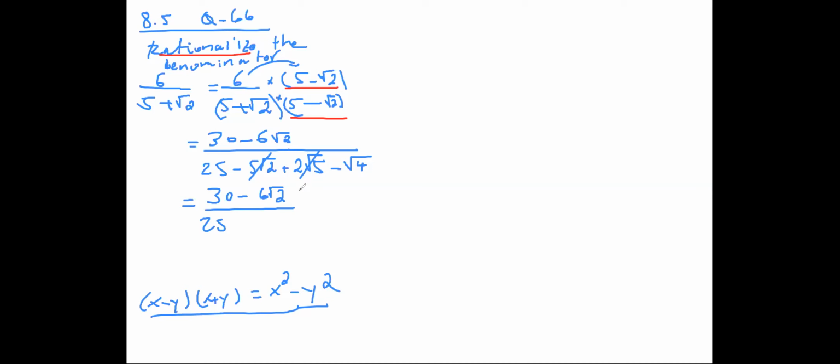Once these two cancel out, those are the only ones left with the radical. They're gone because they're opposite. Actually, there's a mistake here. This should be a 5. Radical 2 times 5 would be 5 radical 2, not the other way. We may fix that.